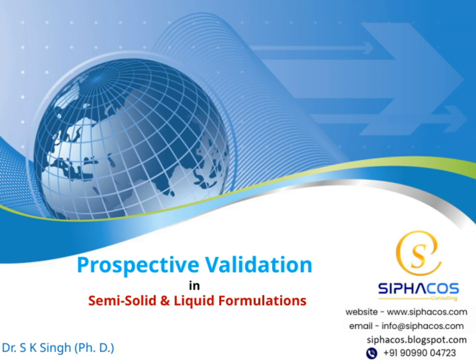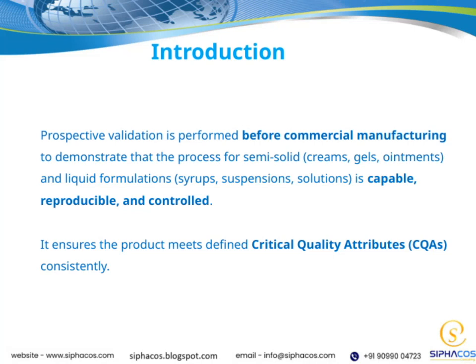Let's get started. Prospective validation is a crucial step that we perform before we move into commercial manufacturing. It helps us demonstrate that the process we use for semi-solid formulations, like creams, gels, and ointments, as well as liquid formulations such as syrups, suspensions, and solutions, is truly capable of producing consistent results. This means verifying that the process is reproducible, so it can be reliably repeated and controlled, meaning we can manage and maintain the quality throughout production.